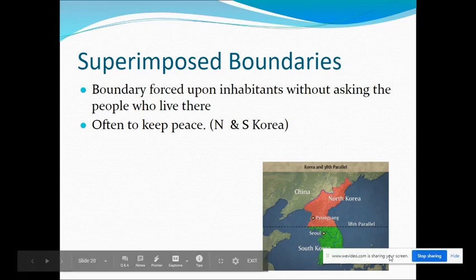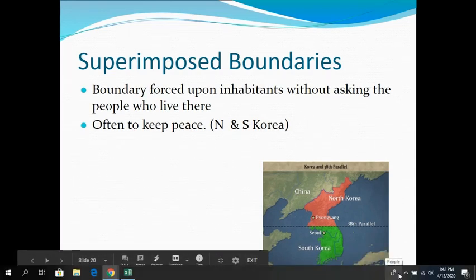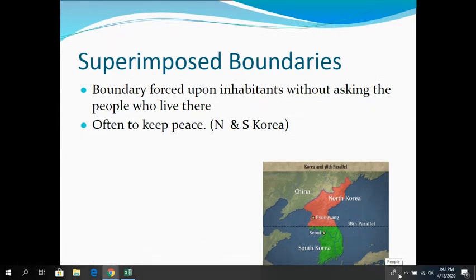And so the example here is the boundary between North and South Korea. North and South Koreans are the same ethnicity. They are the same ethnic group. They're Koreans. However, near the end of the Korean War, a ceasefire was called to stop the fighting between North and South Korea.